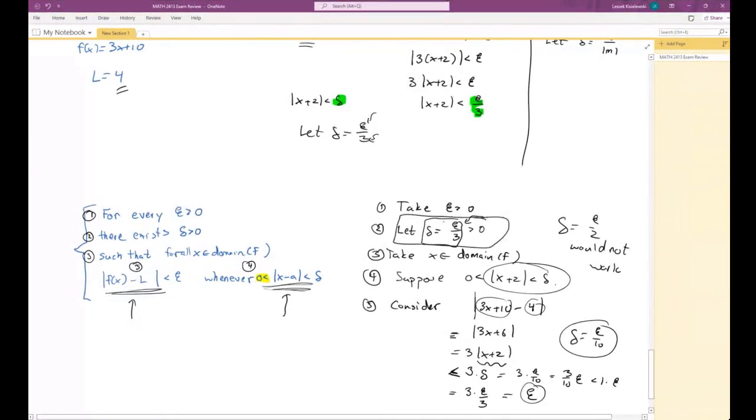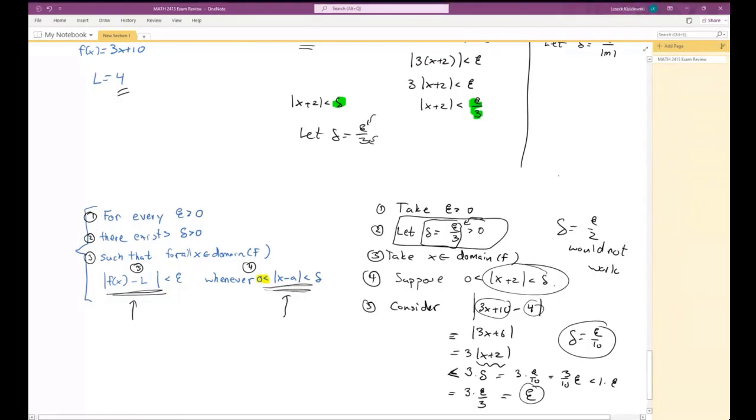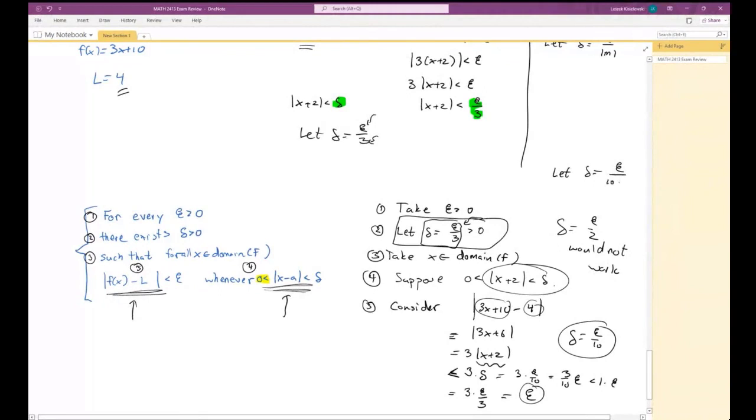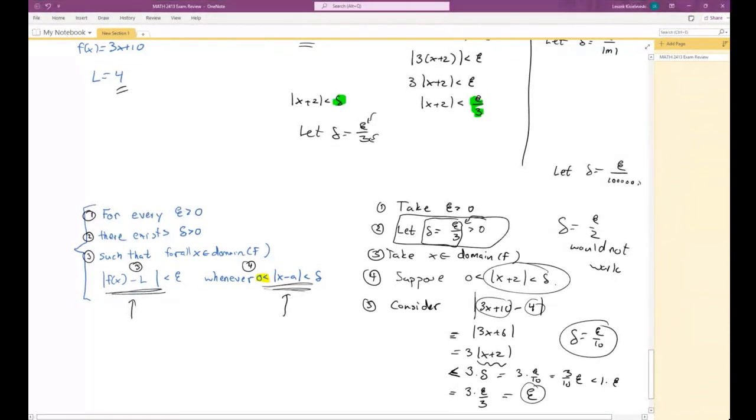So the reason they say this is because some students are really clever, and if they know that you can use a smaller delta than what we found here, they'll just say let delta be epsilon over 1,000,000, and it's probably not wrong, right? We see the problem with it, so they have to say maximal delta, so that students don't do that. Okay, does that make sense? All right.